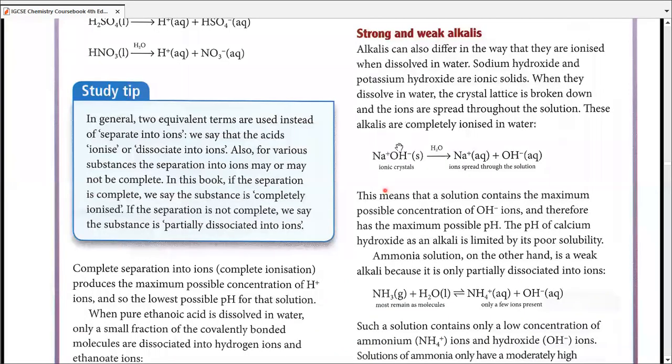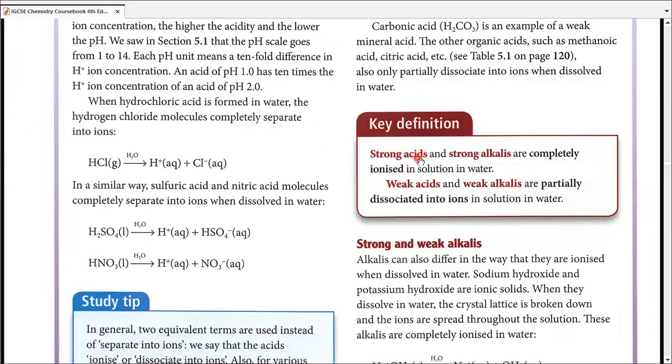If I go up to the key definition, strong acids are completely ionized in solution in water. Imagine all of its molecules out of 10 raised to power 7 ionized except one. Weak acids, on the other hand, partially dissociate into ions. They hardly dissociate to form some ions in water. They love to stay in molecular form, which means both strong acids and alkalis are going to completely ionize or dissociate in water, and weak acids or weak alkalis will only do it partially. I hope you get the idea now, right?